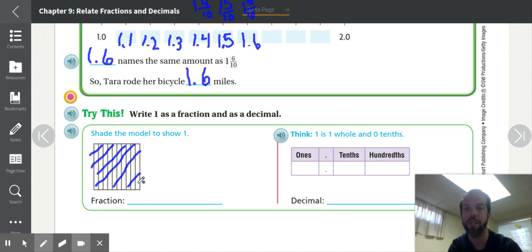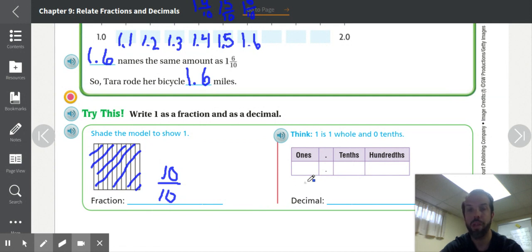Now, you guys can completely shade the whole thing if you want. I'm just doing this to save some time. So how would I write that as a fraction? Well, since there's 10 longs here, and all 10 of them are shaded in, I could write that as 10 tenths. Okay? Now, how would I write that as a decimal?